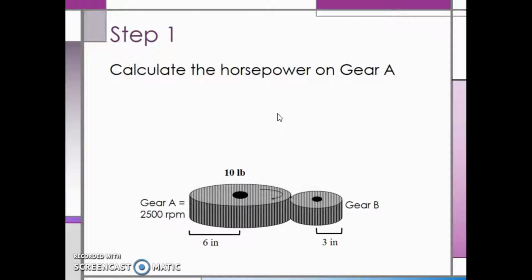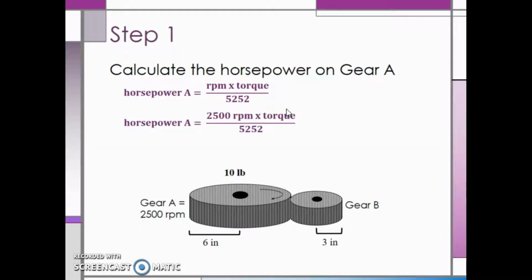First, we need to find the horsepower on gear A. The equation that we need to use is horsepower is equal to the RPM multiplied by torque divided by 5,252, since we are looking at rotational power. We can substitute in what we know. We have 2,500 RPM multiplied by the torque divided by 5,252. However, we don't know what the torque on gear A is, so we have to find this first.